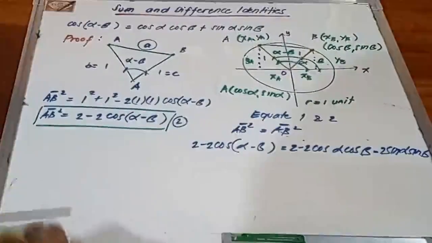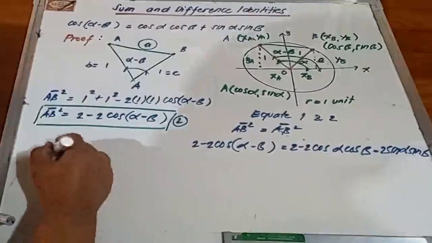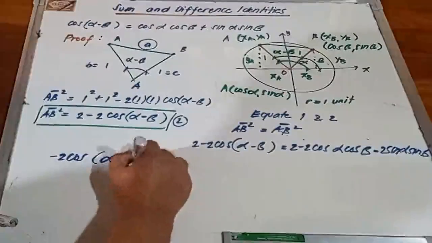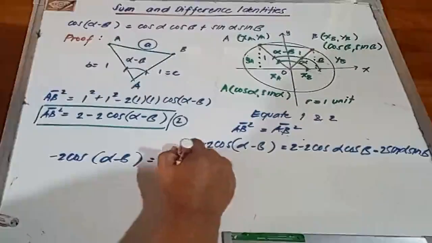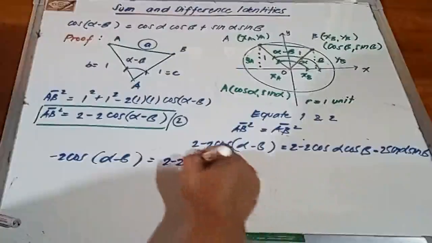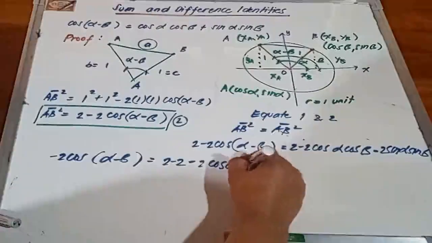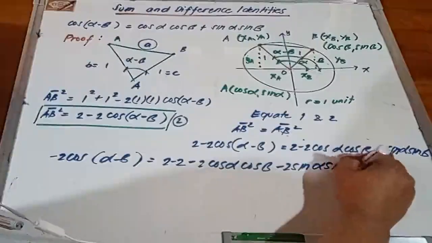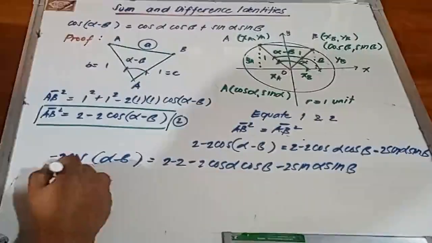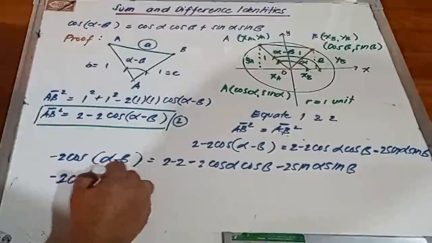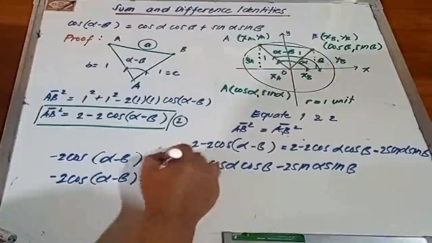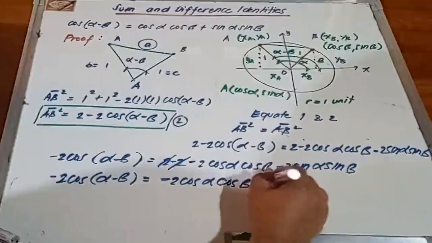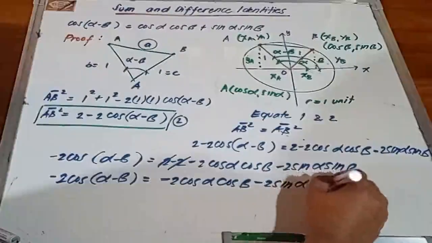Sunod. Transpose ko yung 2. So, we have negative 2 cosine alpha minus beta is equal to 2 minus 2. Ilipat ko to, magiging negative. Minus 2 cosine alpha cosine beta minus 2 sine alpha sine beta. So, 0 na to. So, we have negative 2 cosine alpha minus beta is equal to, cancel, negative 2 cosine alpha cosine beta minus 2 sine alpha sine beta.